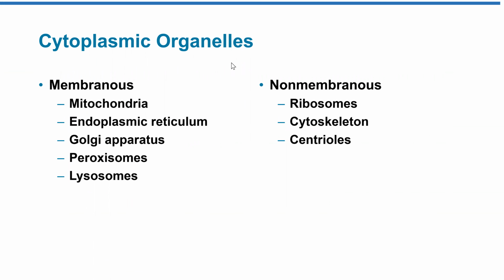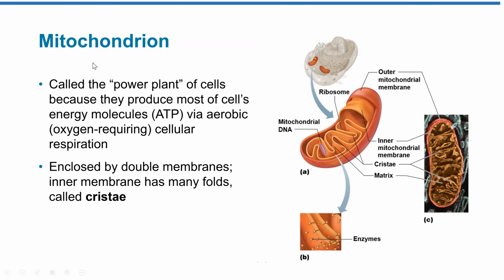Cytoplasmic organelles include membranous and non-membranous organelles. Membranous: mitochondria, endoplasmic reticulum, Golgi apparatus, peroxisomes, lysosomes. Non-membranous, that means there is no phospholipid membrane surrounding the organelles, include ribosomes, cytoskeleton, and centrioles. So we're going to start with mitochondria.